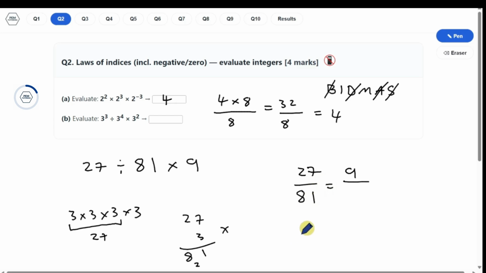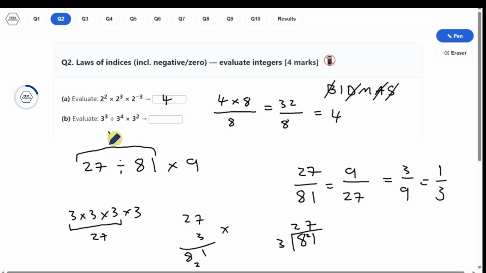So 81 divided by 3. 3 goes into 8 twice with a remainder of 2. 3 goes into 21 7 times. Okay, so that's going to be 27 here. 3 goes into 9 3 times. 3 goes into 27 9 times. And this would simplify down to 1/3. So all of this here, 27 divided by 81, is 1/3.